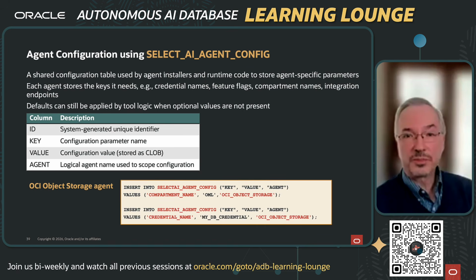Now, although each script will prompt you for information, you can explicitly set such values in the table Select AI Agent Config. This is a key value table for storing information that's used by the agent. The script automatically populates this table. Now, after the agent is installed, you can also provide or update configuration parameters, for example, using the insert statements as shown here for the OCI object storage agent.